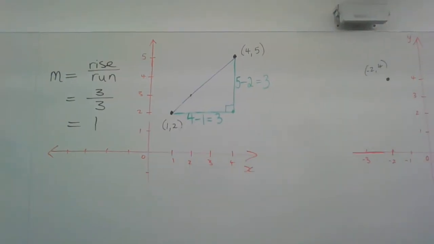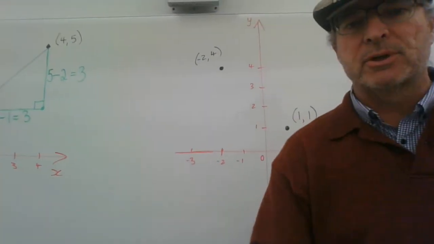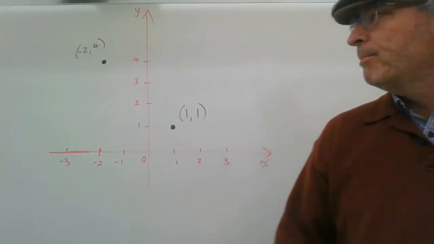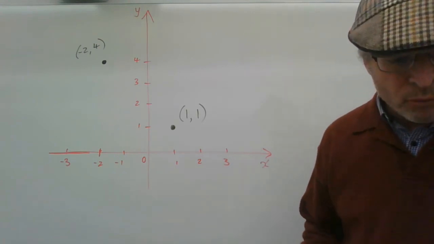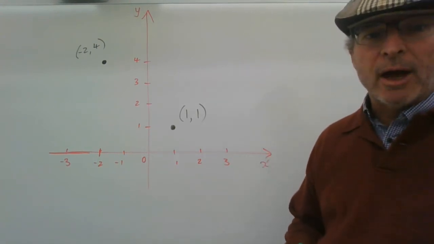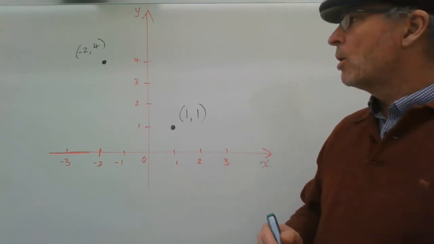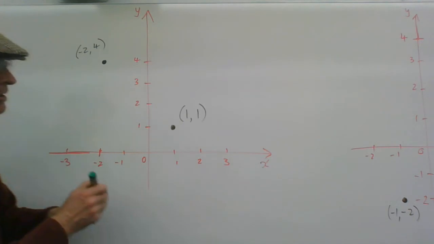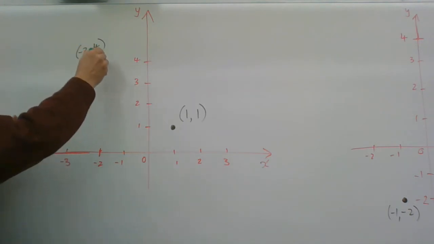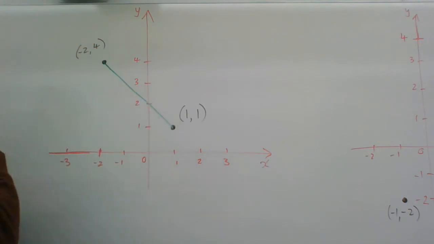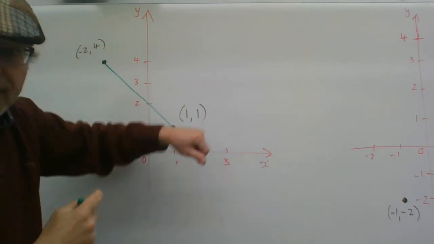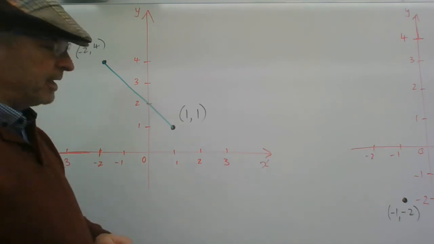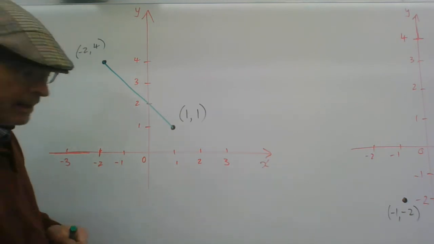Let's have a look at just a couple more examples, 3 more examples. I'm going to speed it up a little bit now. The next example, I can see already that the gradient of the interval joining those 2 points will be negative. Why? Because as I walk from left to right, I'm going downhill, which means it'll be a negative gradient. That's the first thing.